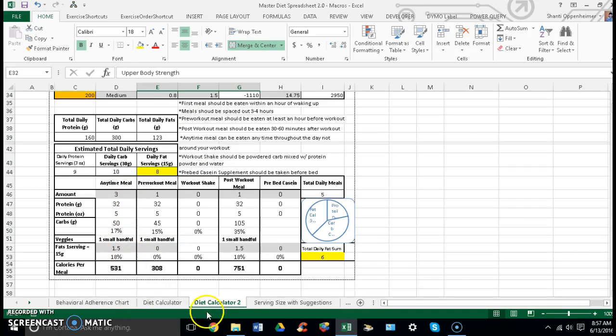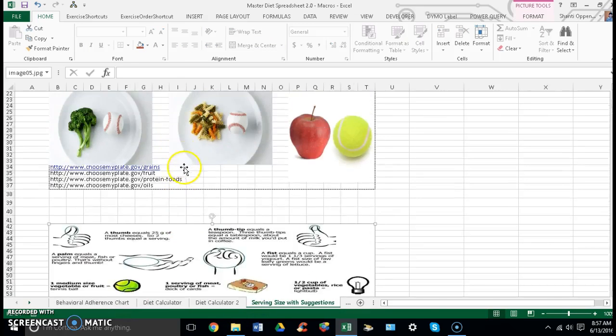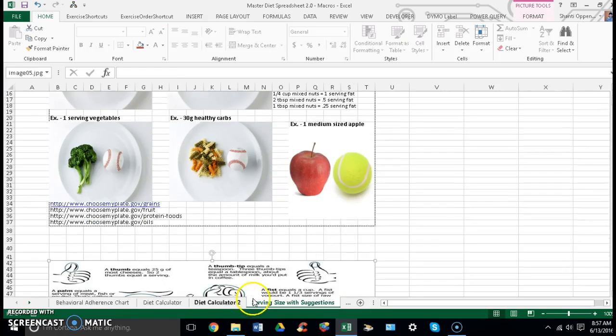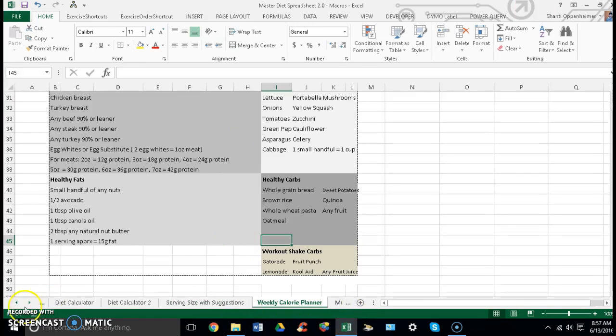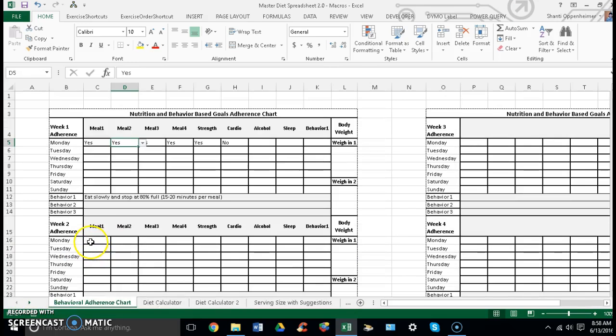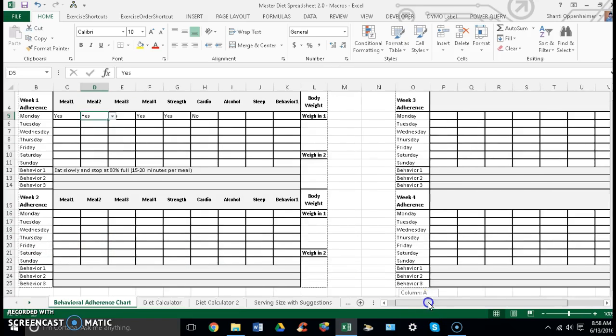Everything is listed here. Ways to measure out are listed on these last 2 tabs here. It's all there for you. If you have any questions, we can speak about it during a session. But for now, this is what we'll be doing.